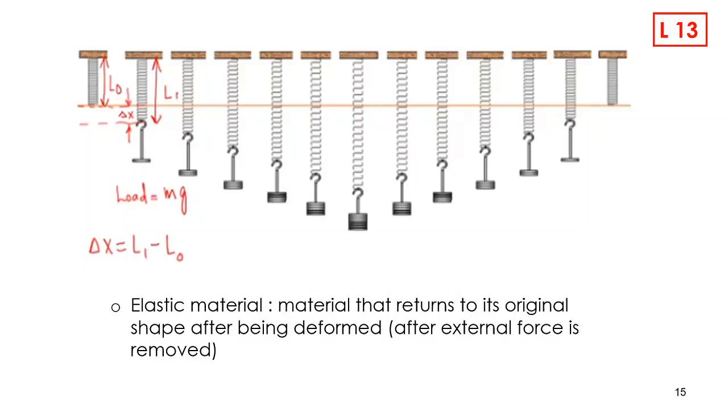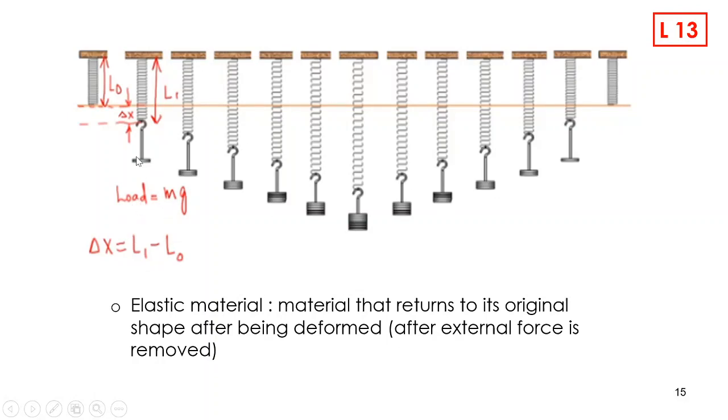Okay, we have a figure right here showing a spring. So we have a spring right here with the length of L0. So this is the original length of the spring. After that, we put a weight at the end of the spring, and as a result the spring is elongated. So we have some extension right here. It's labeled as delta x. How do we determine delta x? Delta x is equal to L1 minus L0.